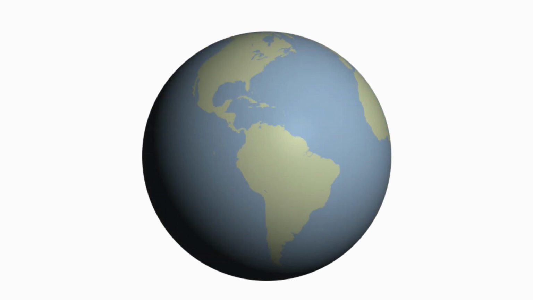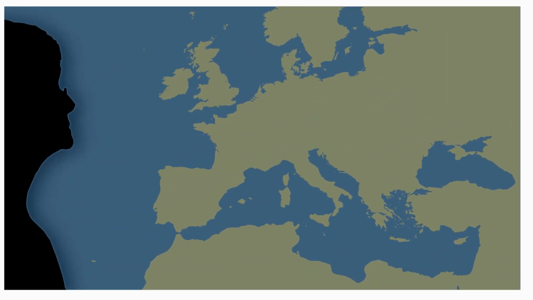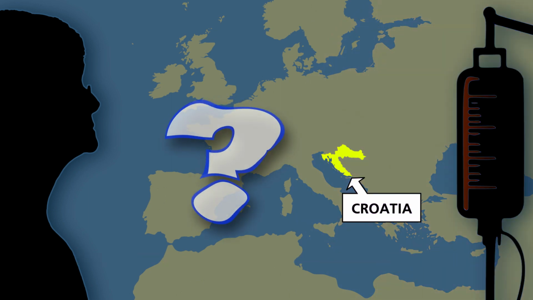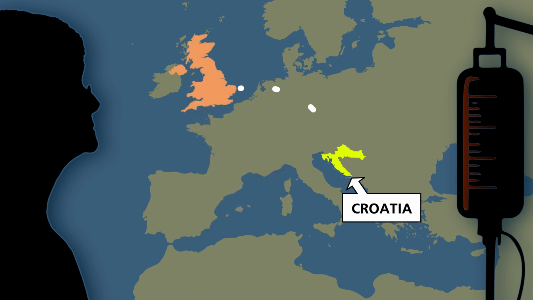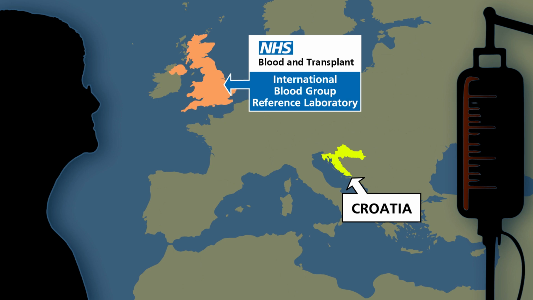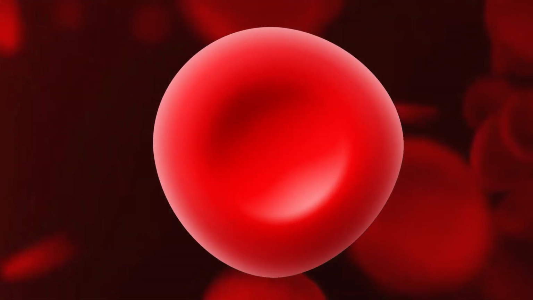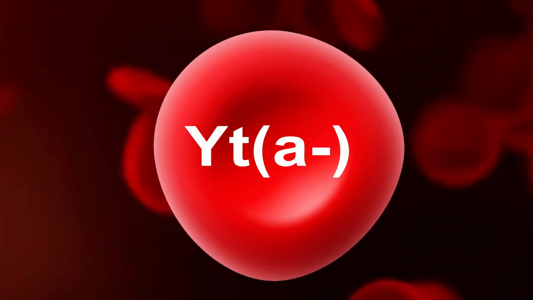A real example of a patient experience includes the case of a severely ill 83-year-old female living in Croatia. She had been admitted to hospital requiring an urgent blood transfusion. The laboratory were unable to resolve the patient's complex mixture of antibodies, therefore samples were sent to NHSBT International Blood Group Reference Laboratory for genetic testing, which revealed the patient to have a very rare blood type known as YTA negative.